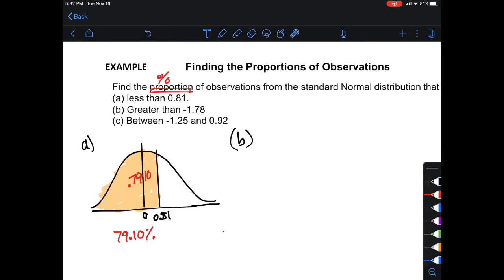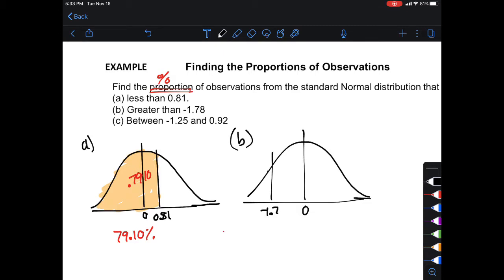All right, we're going to say greater. We're going to find greater than negative 1.78. So you're going to draw your standard curve, and the middle is 0. Somewhere here is negative 1.78. Greater, you're going to shade the greater area, which is here. Okay, we're looking for the greater.